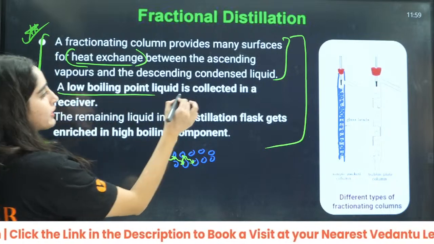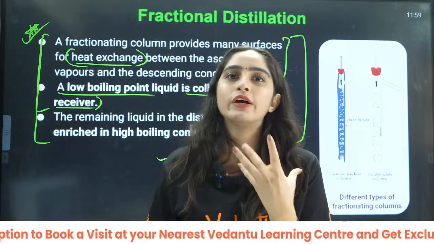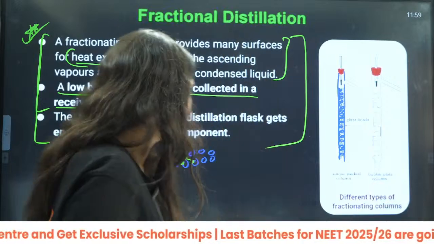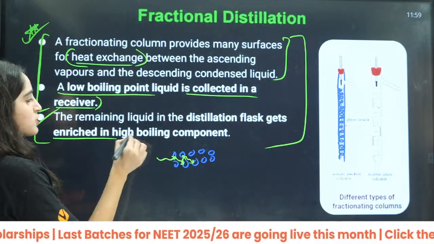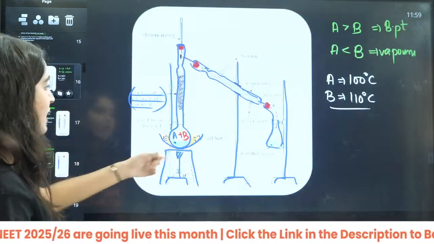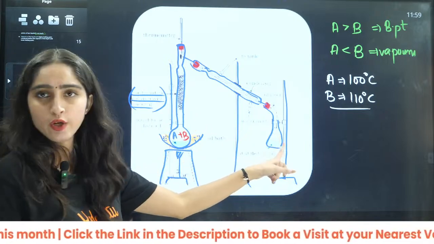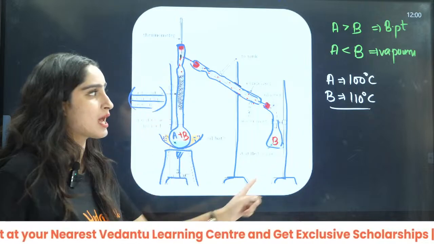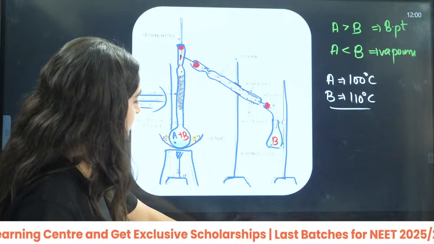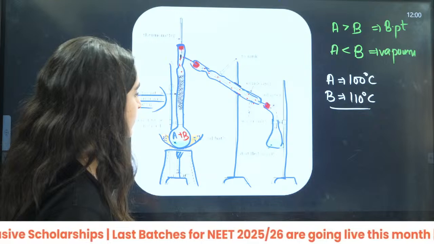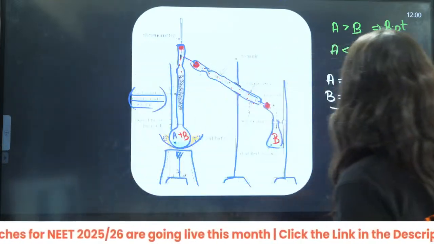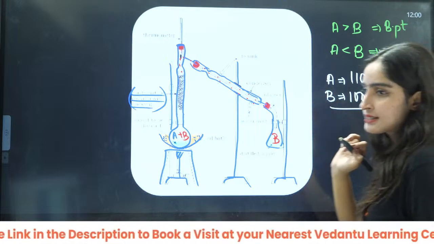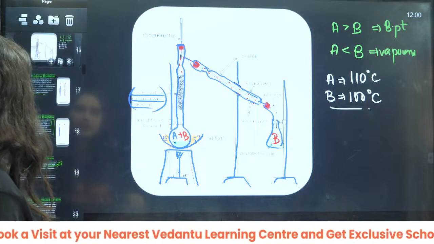Now they are saying the low boiling point liquid is collected in the receiver. As I told you, the liquid with low boiling point, which will vaporize fast, like A will vaporize fast, will be collected in the receiver. Next, the remaining liquid in the distillation flask gets enriched in the high boiling point content. That means in the flask you will have the high boiling point liquid, and over here you will have the low boiling point liquid, that is your B. B has low boiling point, so here we have written it opposite. If we are writing B has low boiling point, it should be 100 degrees, and here it should be 110 degrees. Is that clear to everybody in the chat box?